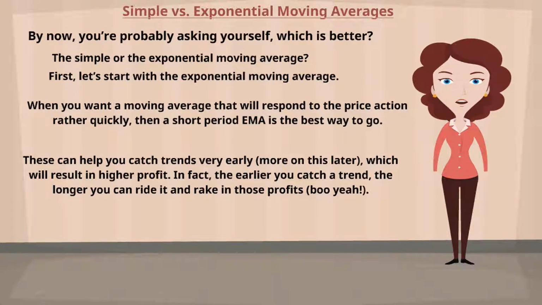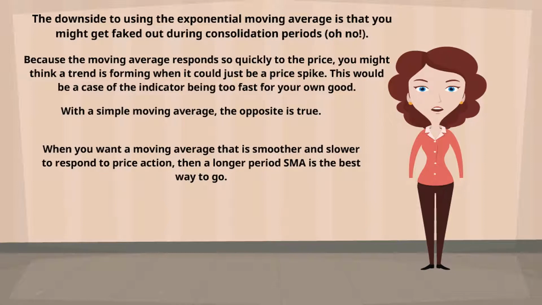Booyah! The downside to using the exponential moving average is that you might get faked out during consolidation periods. Oh no! Because the moving average responds so quickly to the price, you might think a trend is forming when it could just be a price spike. This would be a case of the indicator being too fast for your own good.